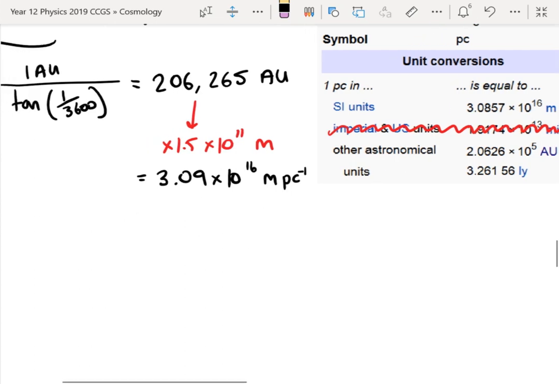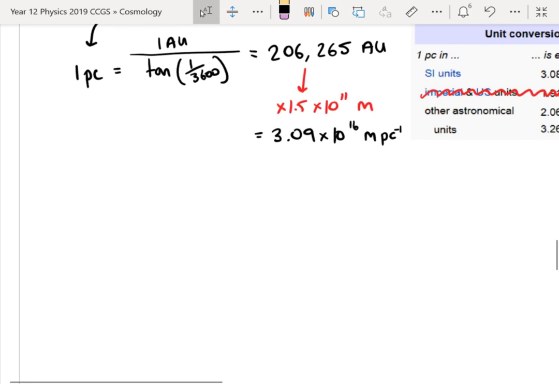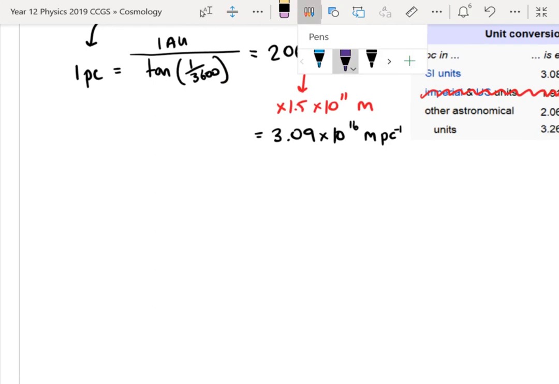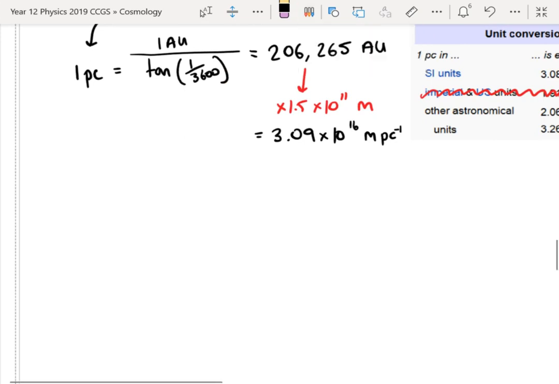Now, side mission here. We might want to get it in light years. We've got the light year, the parsec, and the astronomical unit. There's 3 of them, I should have said. The astronomical unit is good for solar system distances. Light years and parsecs are good for really, really far away things.